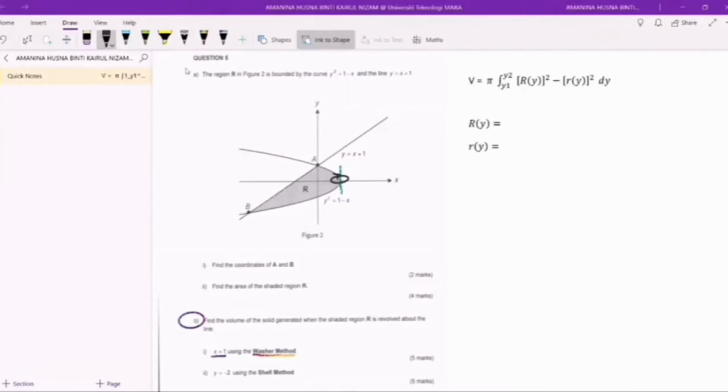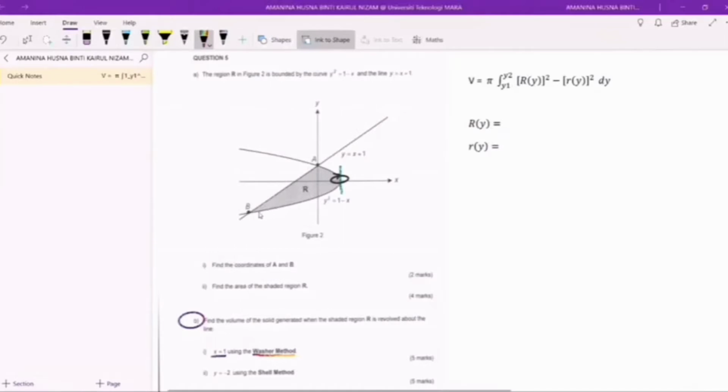Okay, so the formula to find the volume is V equal to pi integrate y2 to y1 of outer radius squared minus inner radius squared dy. I already typed it here before. Firstly, we need to find the outer radius and inner radius. Both should be in terms of y because we rotate about the vertical line.